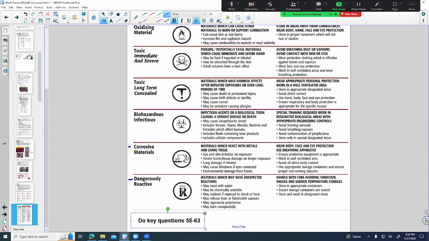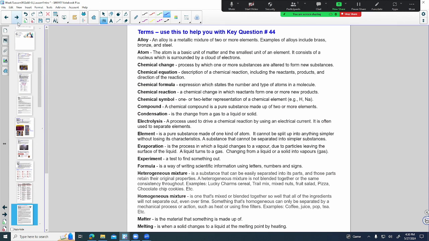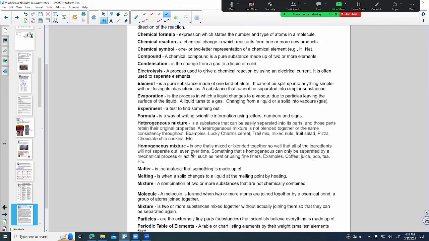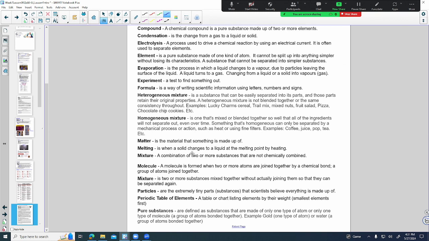Okay, so we did key questions 59 to 63 just now. In your book, if you look at the different terms, these are the terms that you can use to help you with key question 44. So if you haven't completed key question 44 yet, here's your chance to look at all the different terms that we came across on lesson 3. They are written out alphabetically, meaning beginning with A, alloy, atom, chemical change, chemical equation, right on down to the last term that we looked at, which is pure substances.